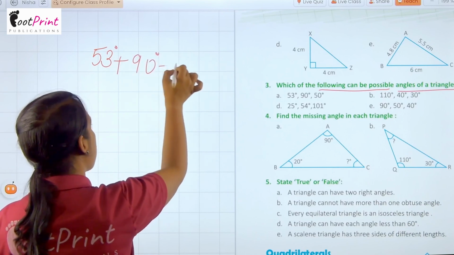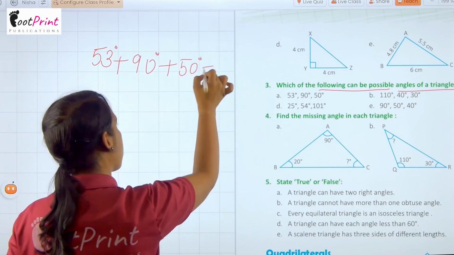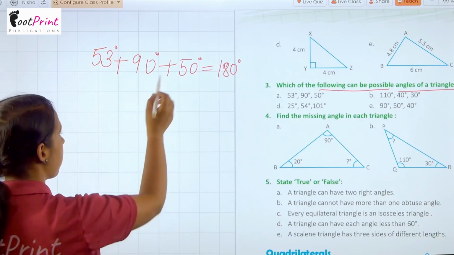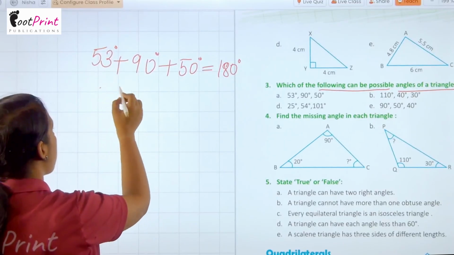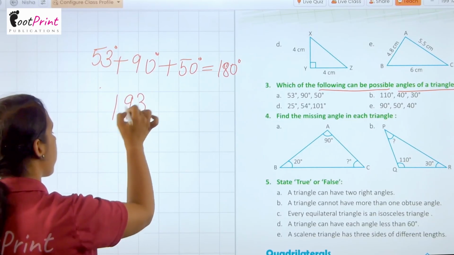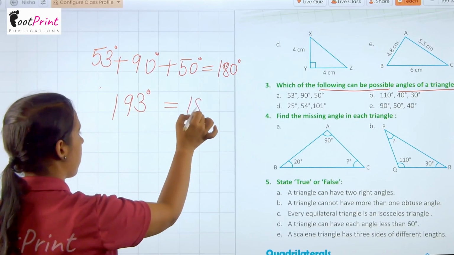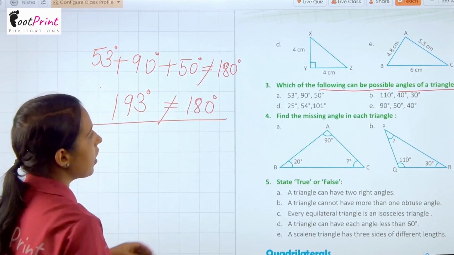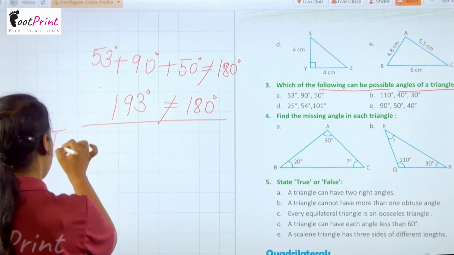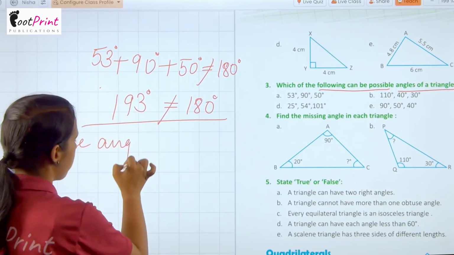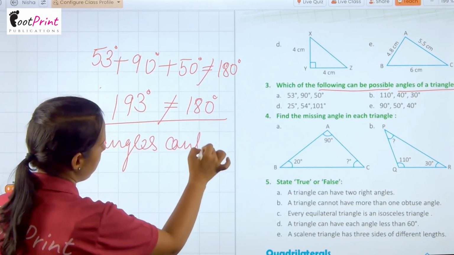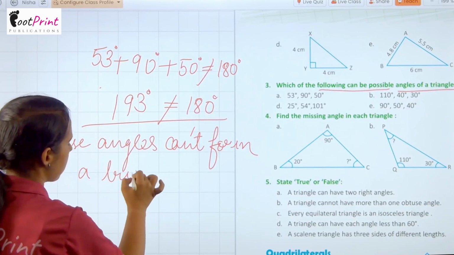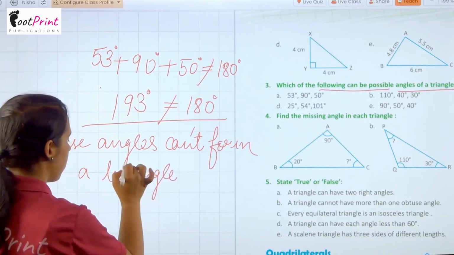Okay, so here we write 180 degree. Now we will add it, and after adding we get here 143, 193. That is equal not. So this is not equal. It means these angles can't form a triangle, okay, because the sum is more than 180 degree.